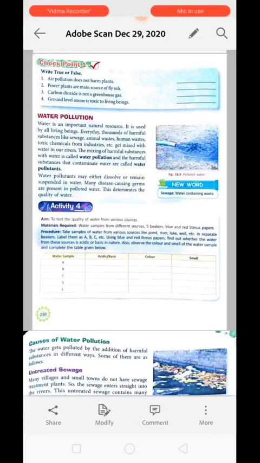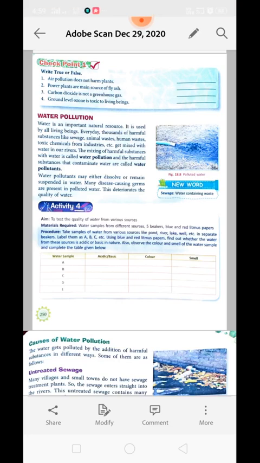Okay, water is a very important natural resource. It is used by all living beings for drinking. It is used by us for cleaning purposes. Every day thousands of harmful substances like sewage, animal waste, human waste, toxic chemicals enter into this water, or the water which is present in the river. The mixing of harmful substances with water causes pollution.